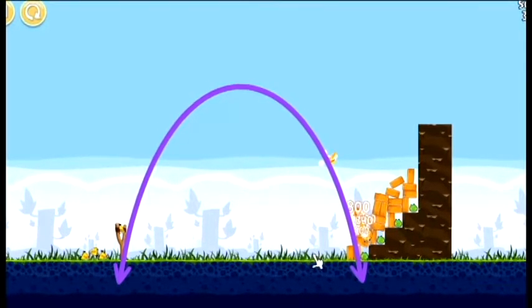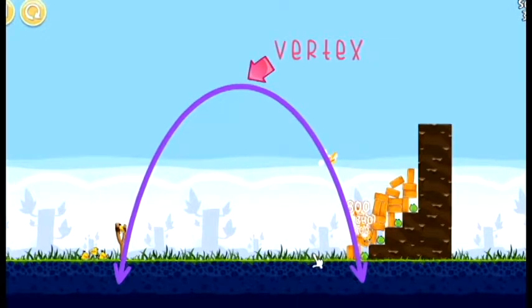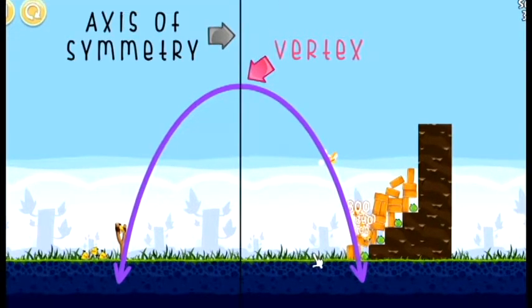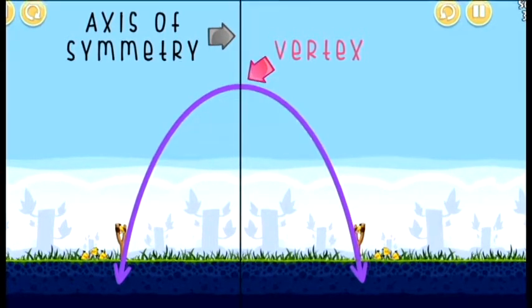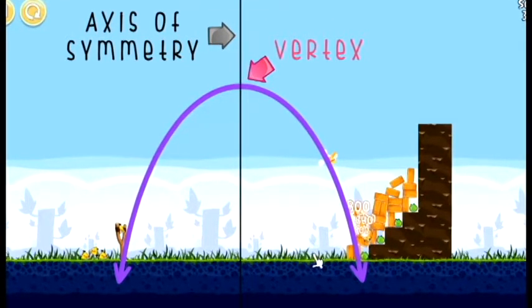That highest point is something that we call a vertex. Another interesting point about the vertex, not only is it just the highest point or the lowest point in a graph, is that the axis of symmetry will go through it. That means it is the line that, if we folded the graph in half, we would get the same picture on both sides.